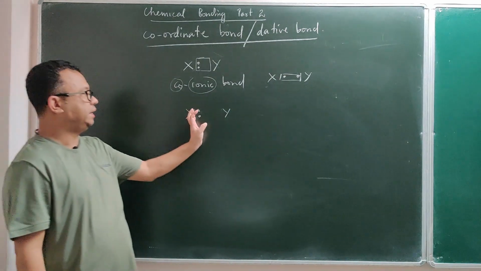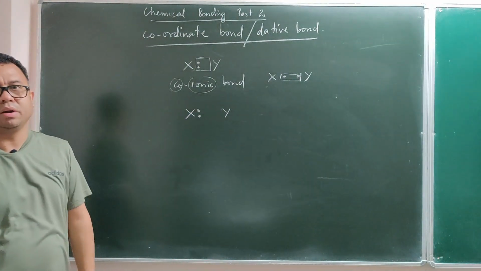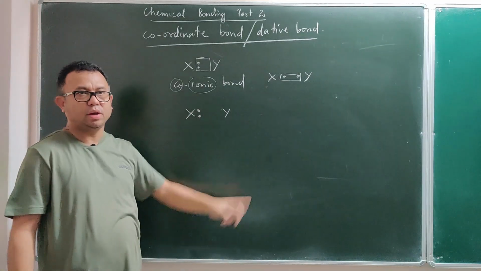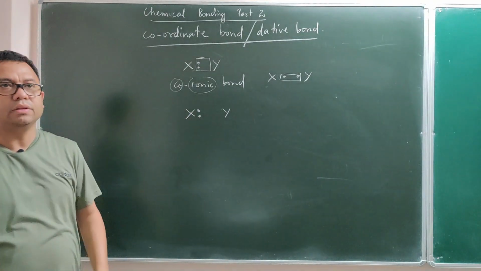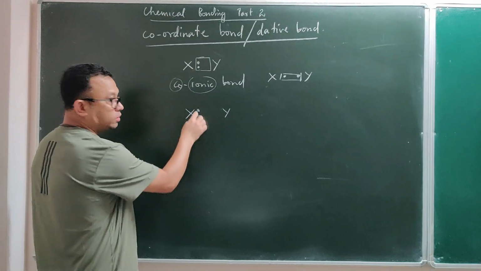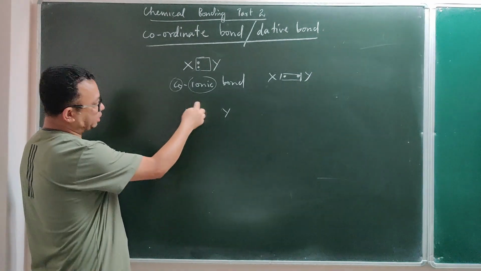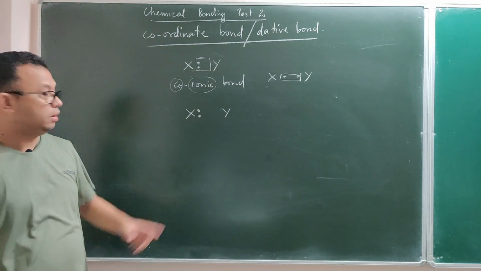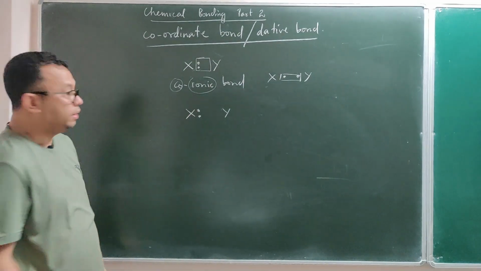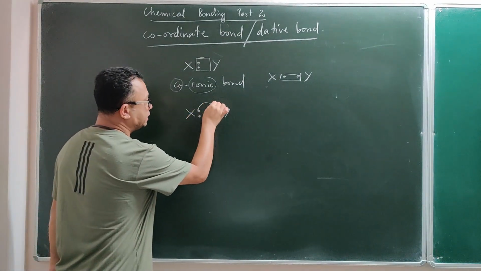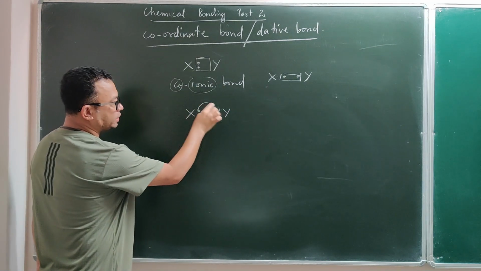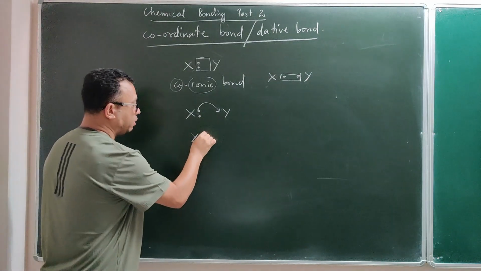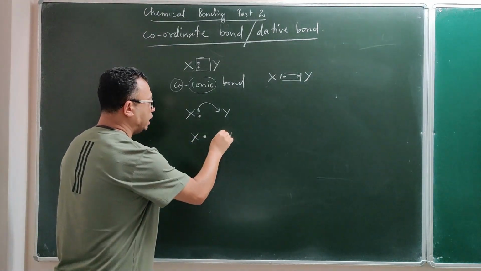So rather than saying that both of these electrons have been contributed by X, some scientists believe that when this X and Y combine together to form a molecule, out of the two electrons in the lone pair, which is not used for formation of any bond, the first step is that one of the electrons gets transferred to Y. Previously X had two electrons, now it has only one electron, and now Y also has one electron.